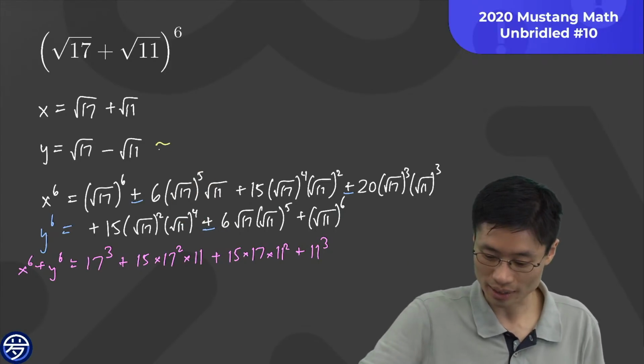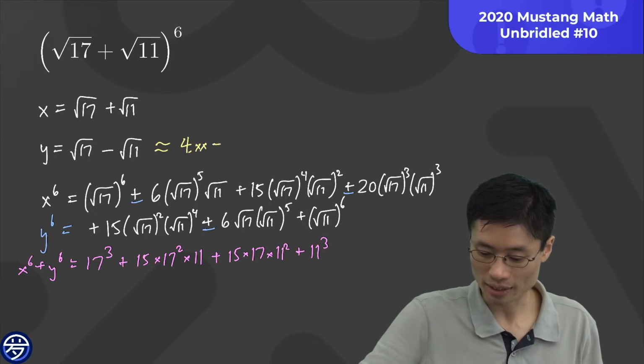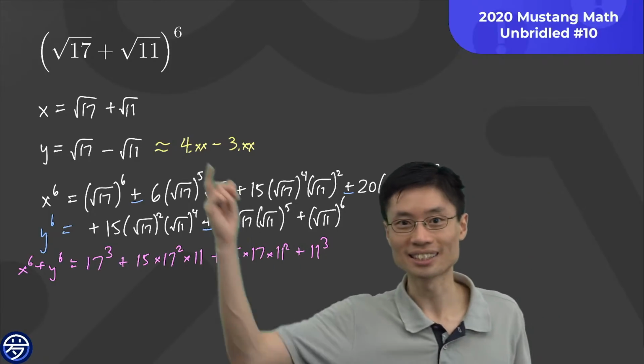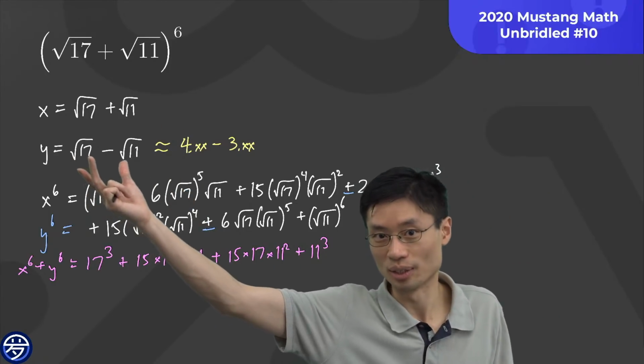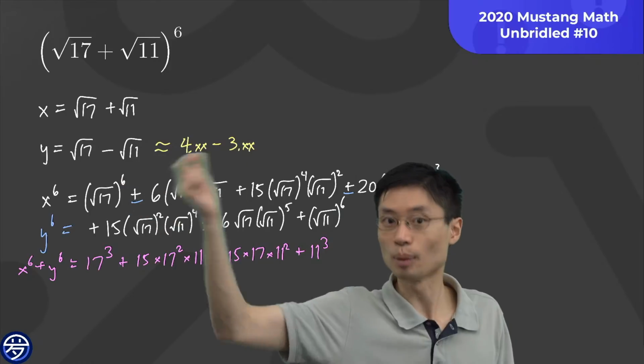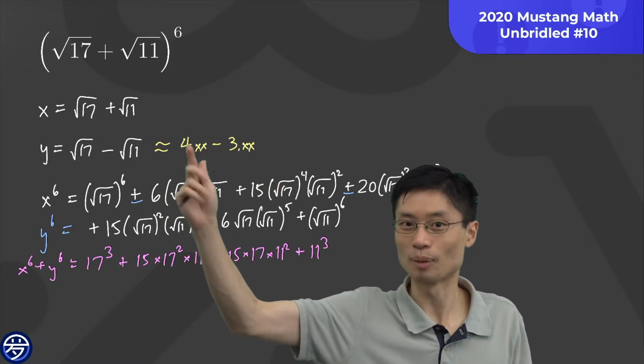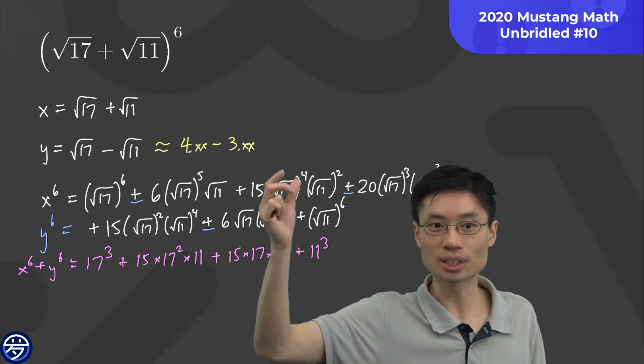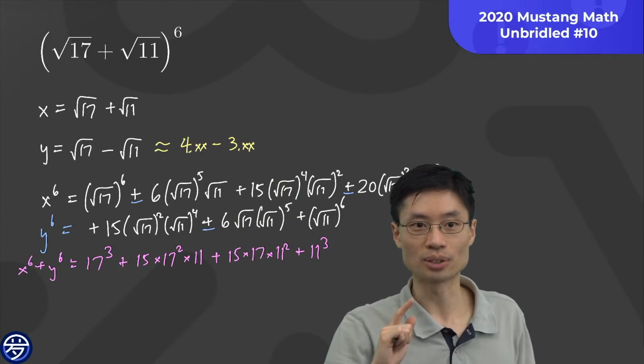Root 17 is about 4 point something, and root 11 is 3 point something. Does that make sense? Because root 17 is a little bit more than 4, and this is a little bit more than 3. So when I subtract these two, I actually get an answer, which is, in fact, error times 2.